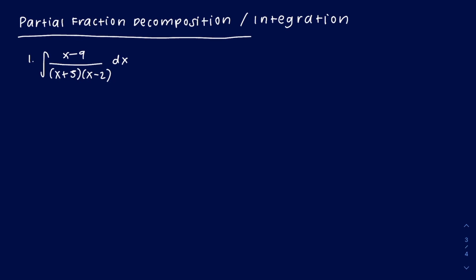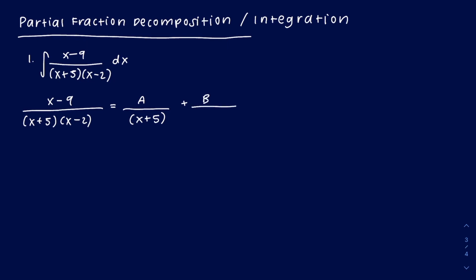When you have a fraction like this, with a numerator over a denominator that can be factored, you want to use partial fraction decomposition. What you would do is set the fraction itself equal to some number A over the first factor of the denominator, plus some number B over the second factor of the denominator.